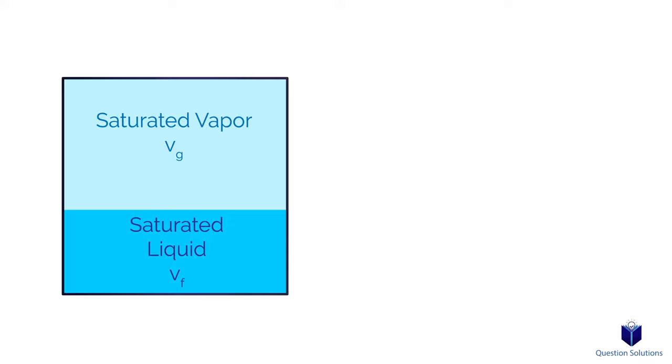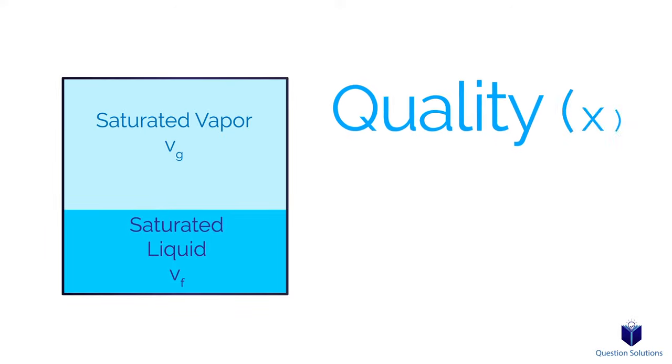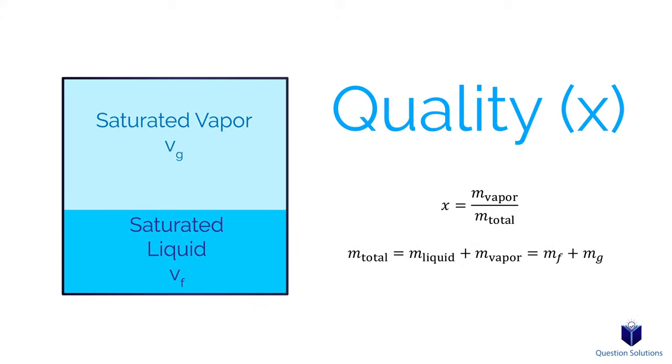Now remember how we talked about vaporization? During that process, we get a mixture of liquid and vapor. For some problems, we need to figure out the proportion of liquid to the vapor in the mixture. That proportion is called quality, and it's represented with the letter x. In simple terms, it's the ratio of the mass of the vapor to the total mass of the mixture. The total mass can be written like this.